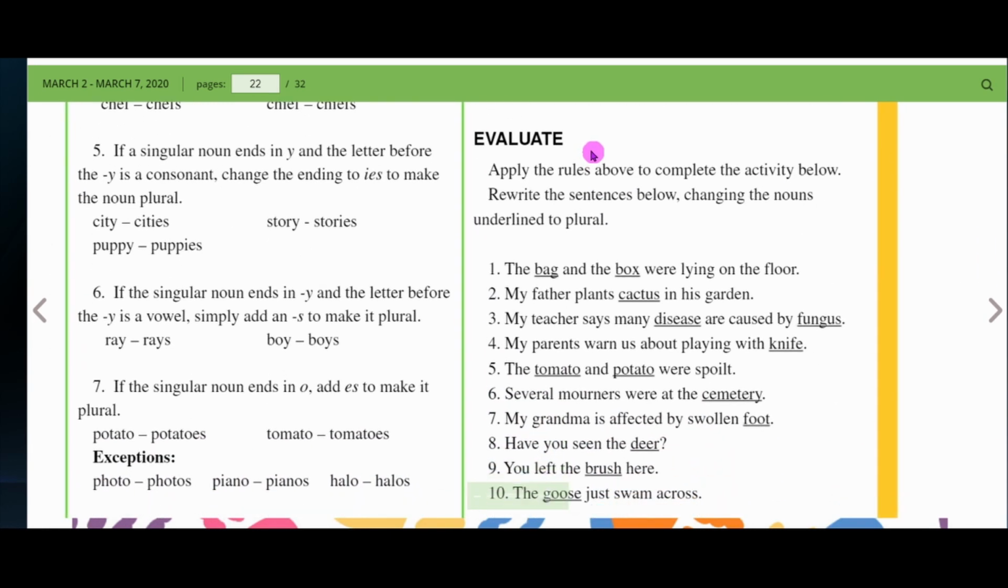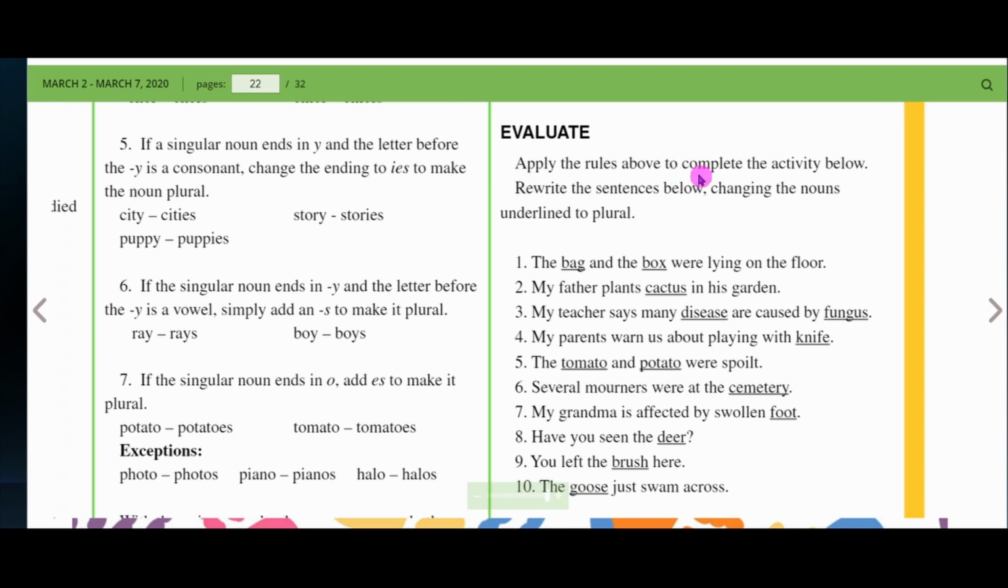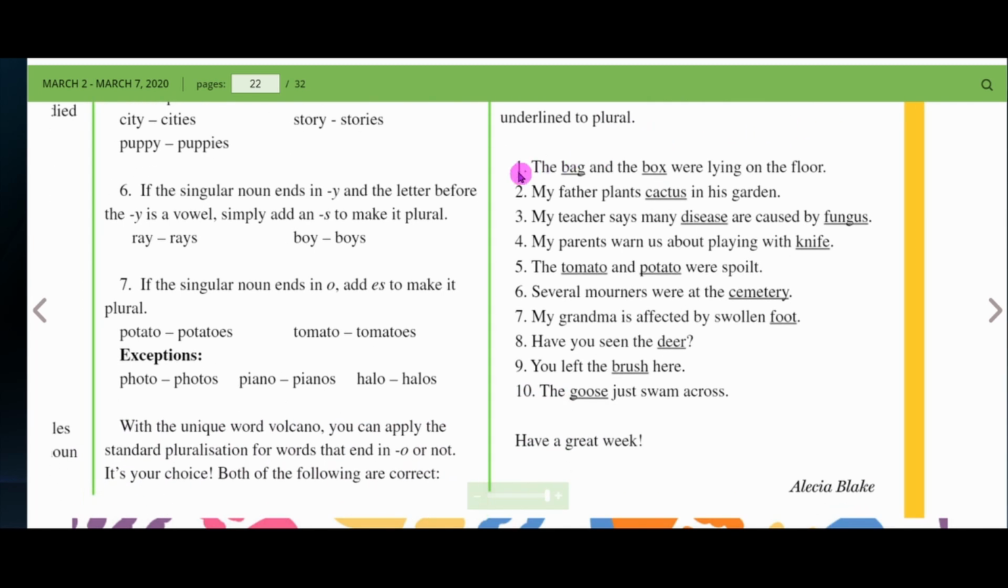Evaluate. Apply the rules above to complete the activity below. Rewrite the sentences below, changing the underlined nouns to plural. Number 1. The bag and the box were lying on the floor. So we would know that the bags and the boxes were lying on the floor. In the case of bag, we're simply going to add S, and the box, we're going to add ES.